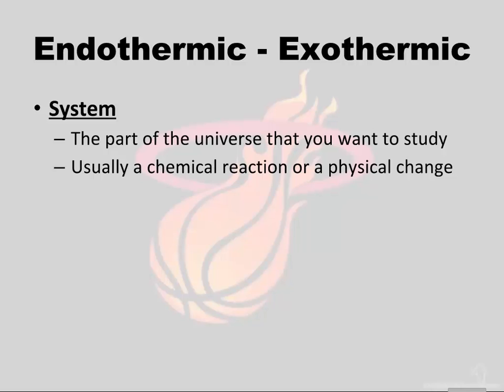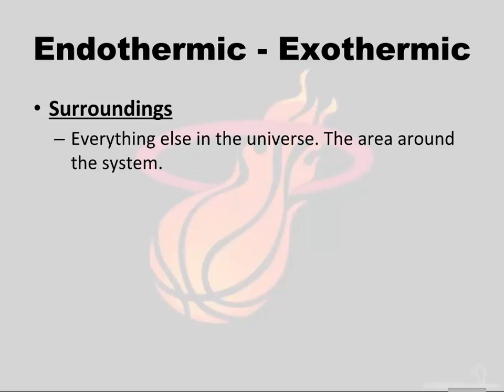When we talk about energy moving in and out, we have to define what it's moving in and out of. And so we call the system the part of the universe we want to study. So in our case, in chemistry, the system is usually our chemical reaction or the change that we're going to observe. So our beaker with the reactants in it is usually our system. So the part we're studying. The surroundings then are everything else in the universe, the area around the system.